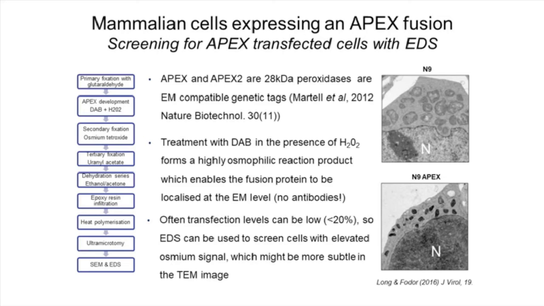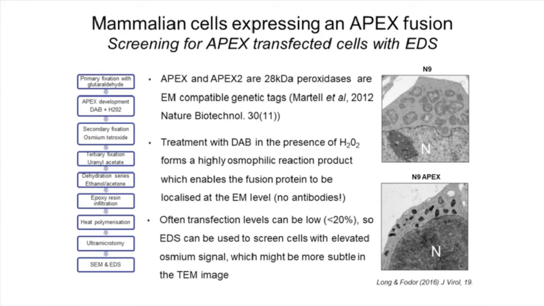useful applications with EDS. Apex and Apex 2 are small peroxidases which are used as EM-compatible genetic tags. When treated with DAB in the presence of hydrogen peroxide, a highly osmophilic reaction product is formed, which therefore stains very strongly with osmium and allows the fusion protein to be localized at the EM level. No antibodies.